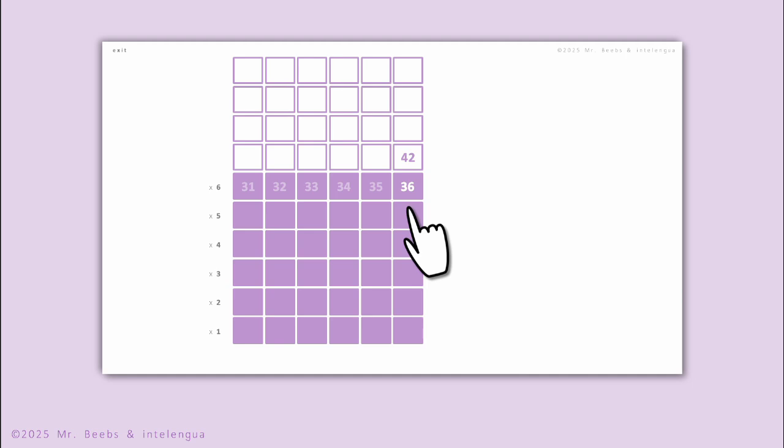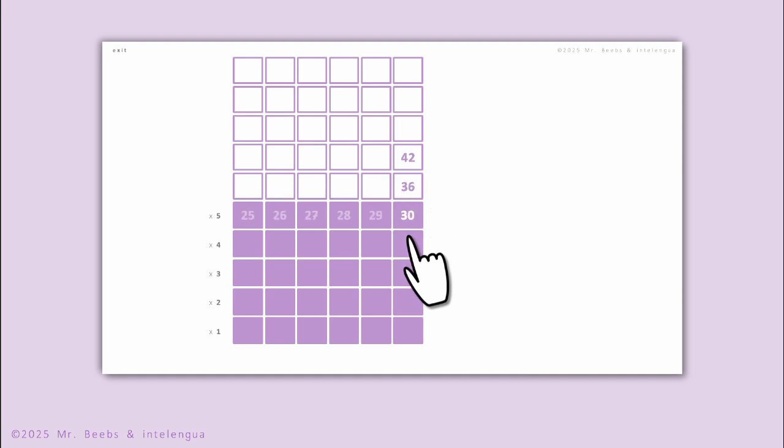42, take away 6, is 36. Subtract another row of 6. 36 minus 6 is 30. The opposite of addition is subtraction. At first, skip counting down is pretty tough, but with some practice, it will get easier and easier.